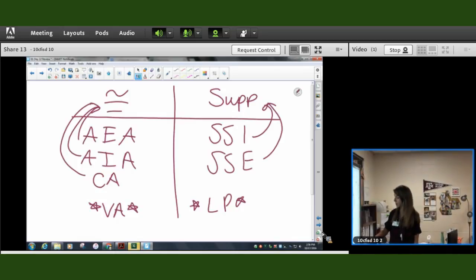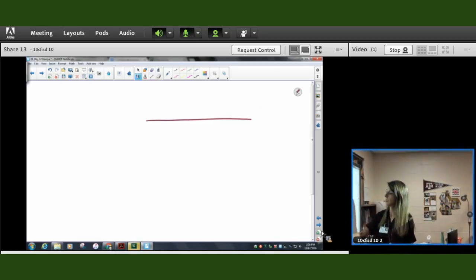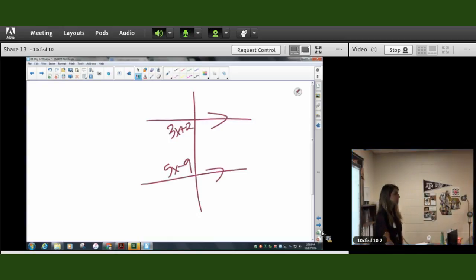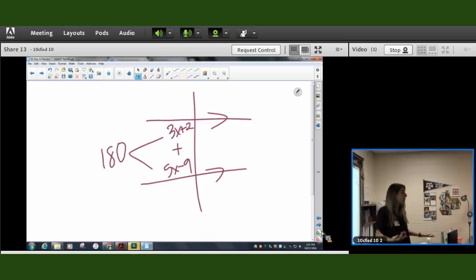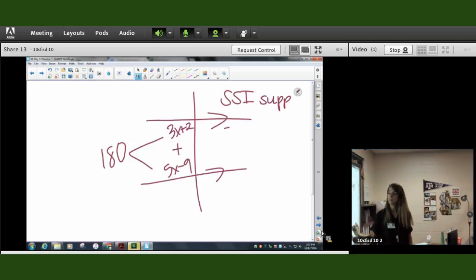So, on the test, when you see one like this, I'm not really going to solve this. What do you do with those equations? 3x plus 2 plus 5 minus 9 equals 180. Right, that's what we don't do is set them equal. What we do, which sounds weird, is add them to equal 180 because of their name. Their name is same side interior angles, and same side interior angles are supplementary if the lines are parallel.